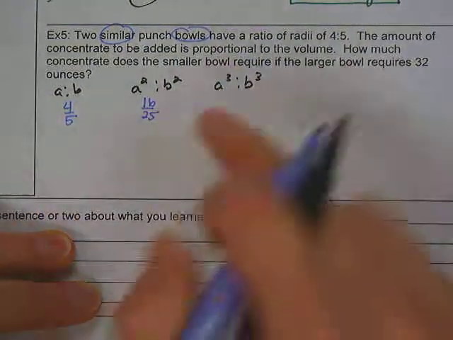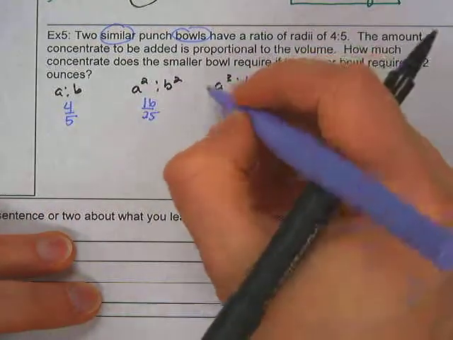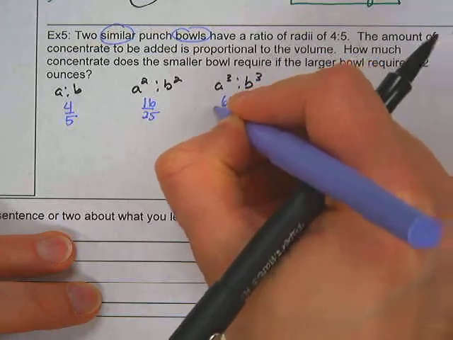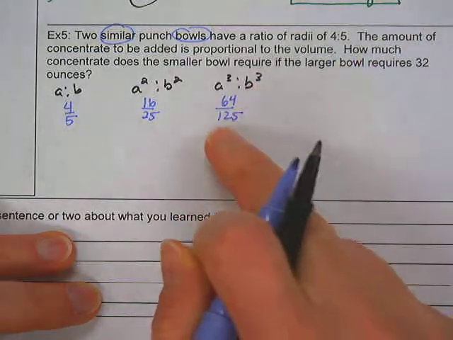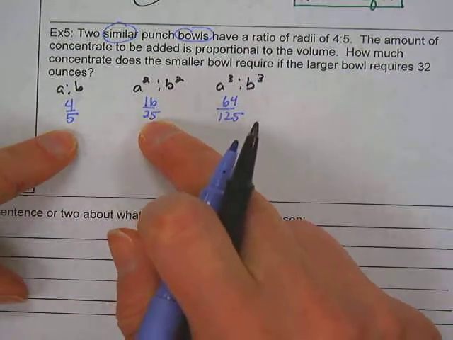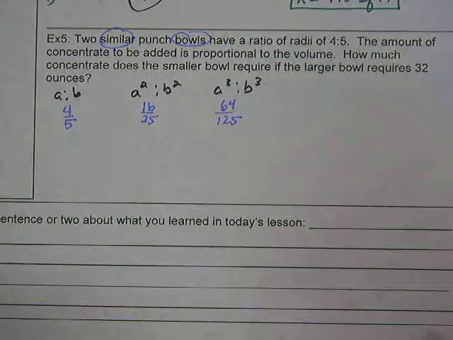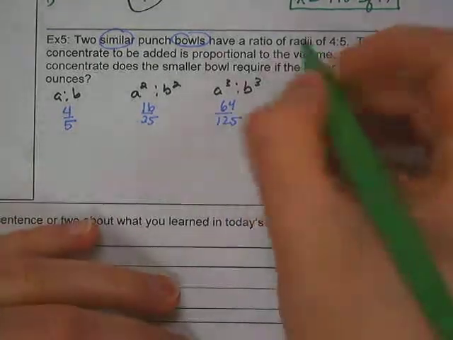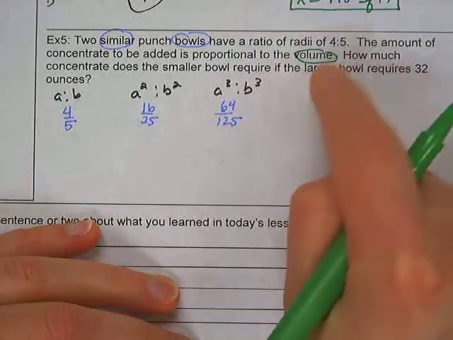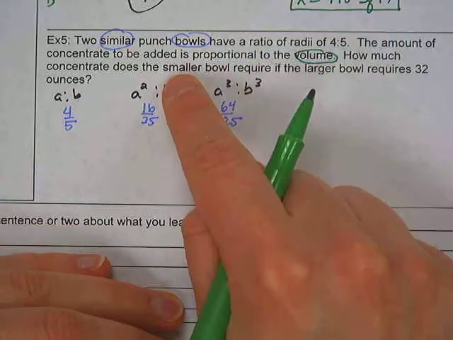Doesn't matter if you write it with the colon or if you write it as a fraction. I just like fractions better. Now, before I do anything else, I'm going to fill in these two spots. So this will be 16 to 25. A cubed to B cubed is going to be 64 to 125. So again, this is 4 squared to 5 squared. This is 4 cubed to 5 cubed.